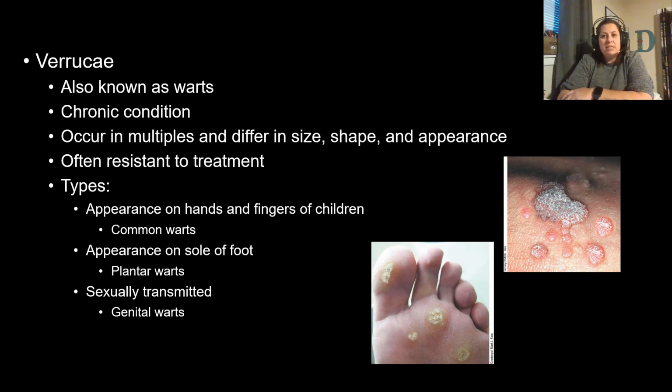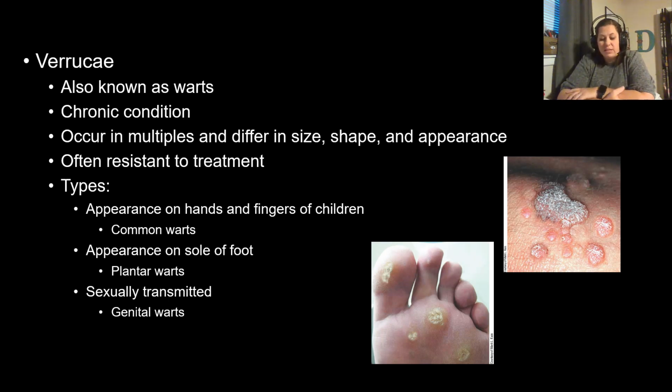The next one we want to see viral infection wise is what we call verrucae or verruca. This is also known as warts. This is a chronic condition as well, because again, viral infections are not going to necessarily be completely eradicated from your body. They can occur in multiples and in different sizes, shapes, and even appearances based on where they're located. A lot of times these warts are often resistant to treatments.